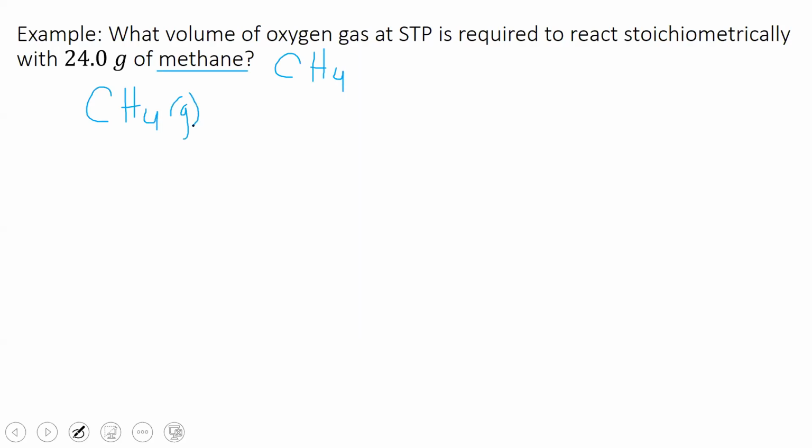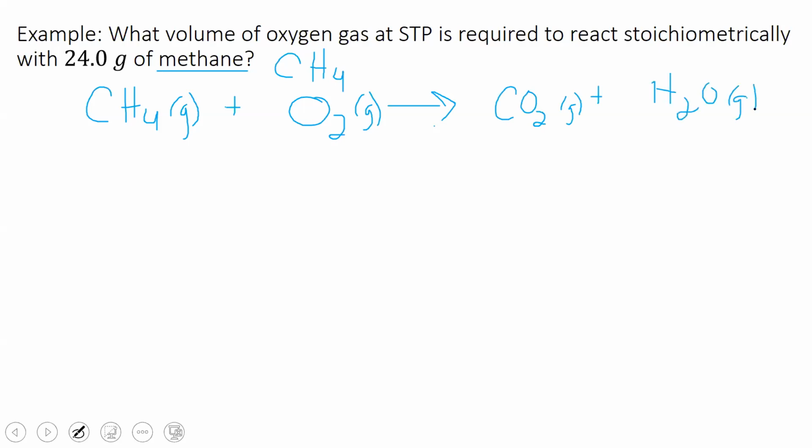gas, plus oxygen gas, O2 gas. Well, this is a combustion reaction. So we know that this is going to react to form CO2 plus H2O. Right? And since this is a chemical reaction, we need to make sure we balance it. Of course, we have done this one in the past, so we should know there's a 2 in front of the oxygen, and there's a 2 in front of the water.